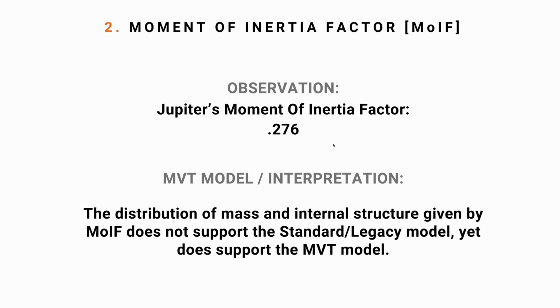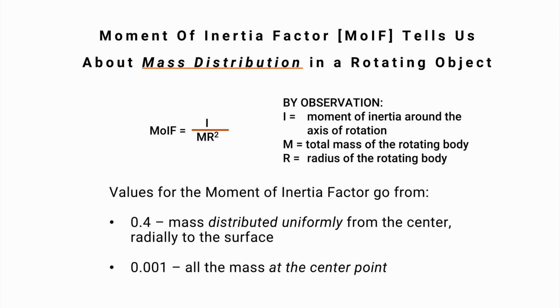The moment of inertia factor. So Jupiter's moment of inertia factor is an observation, and it gets interpreted for the internal distribution of mass. So this is the actual formula for moment of inertia factor. And the moment of inertia around the axis of rotation, the mass, and the radius are all observed values.